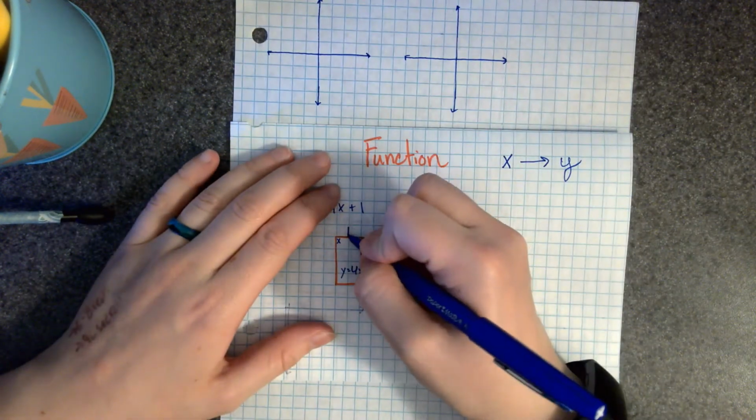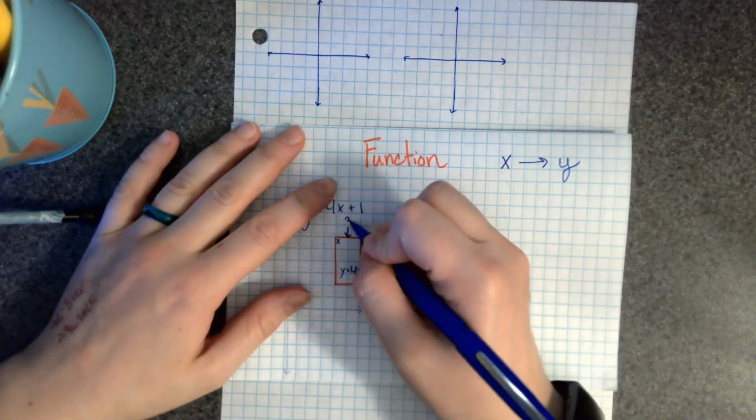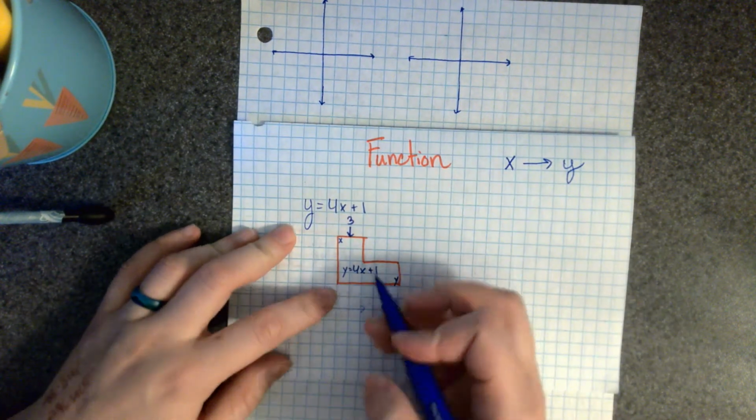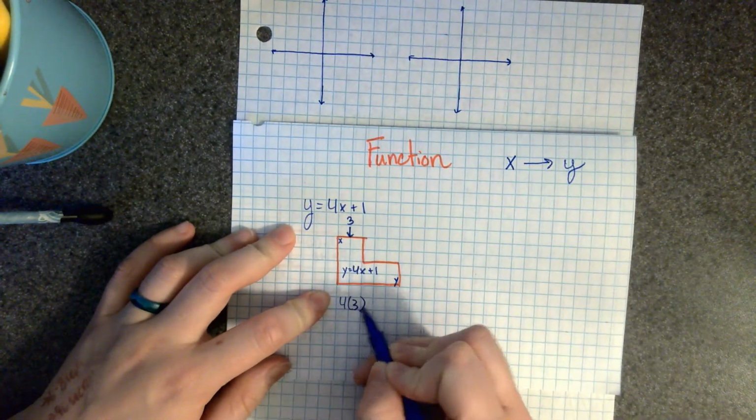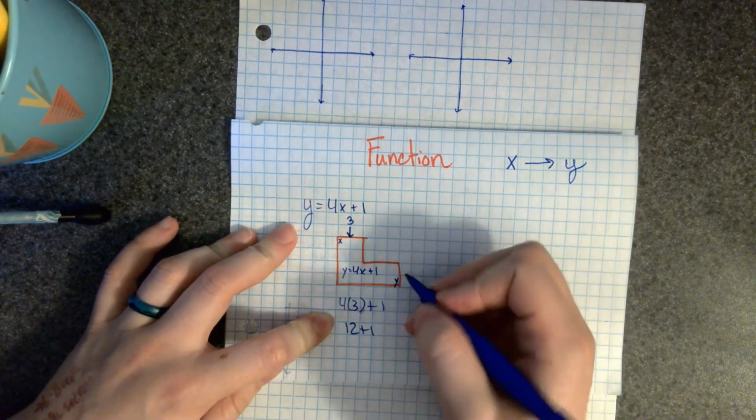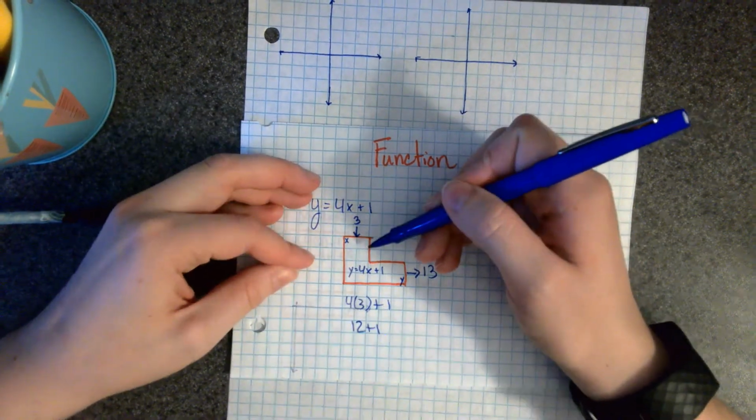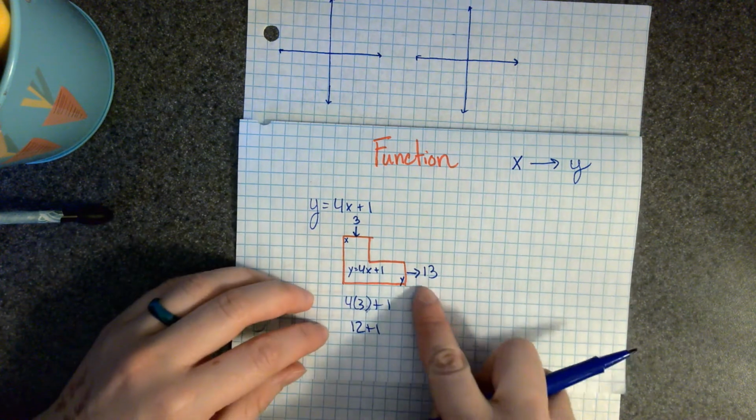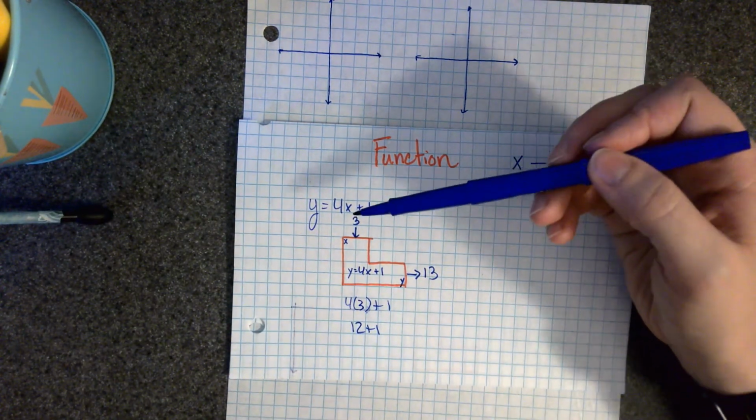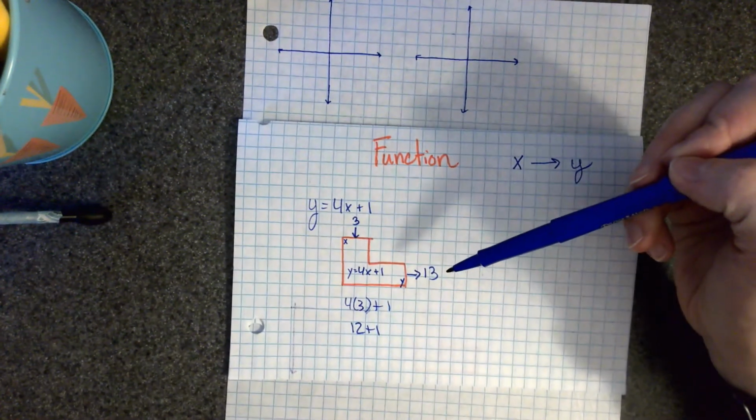So let's take a random number. I'm thinking, let's do 3. Okay, if I stick a 3 in, then I'm going to replace my x with 3. 4 times 3 is 12, plus 1 is 13. So I stick an x equals 3 in, and what I pop out is a y equals 13. This is a function because no matter how or what number I stick in for x, I will always just get one y response out.